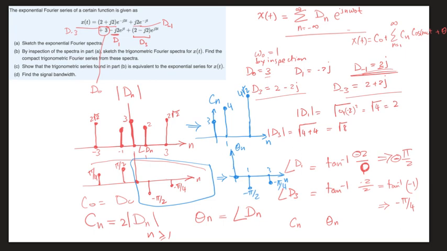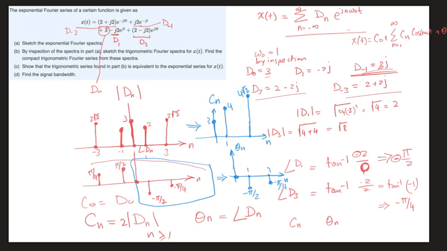So which part did you do now? Was it the compact trigonometric? Yeah, I did it by inspection. Part A says find the spectra, sketch the trigonometric Fourier spectra. Because it says trigonometric and doesn't specify, I chose the compact trigonometric. So I sketched them already. And then by having this sketch, can you write them down? Yes, you can. So C1 is equal to this, C2 is equal to this, and so on. And then the next part: show that the trigonometric series found in part B is equivalent to the exponential series of x.